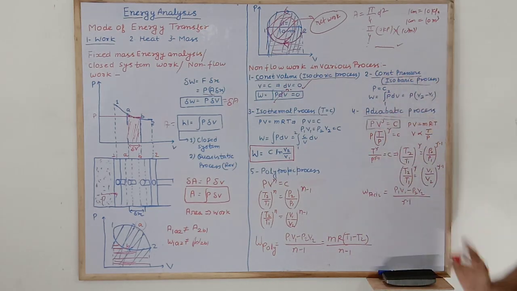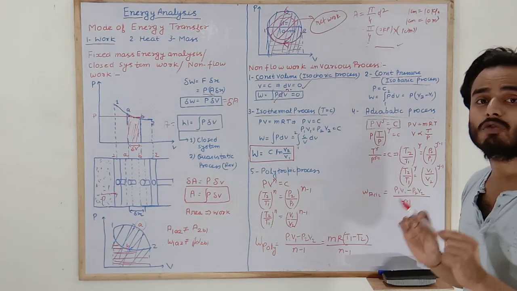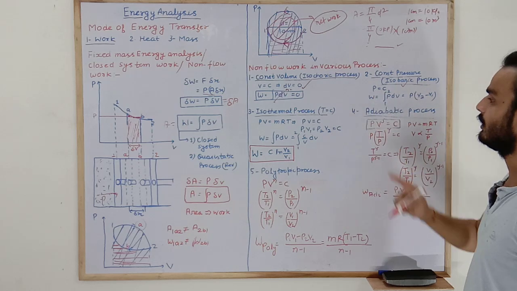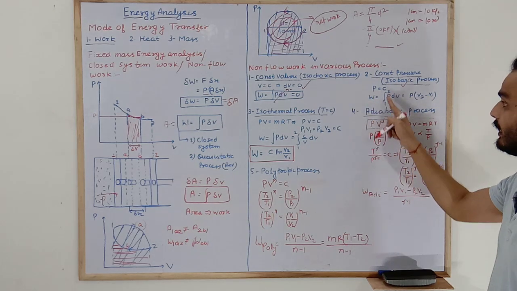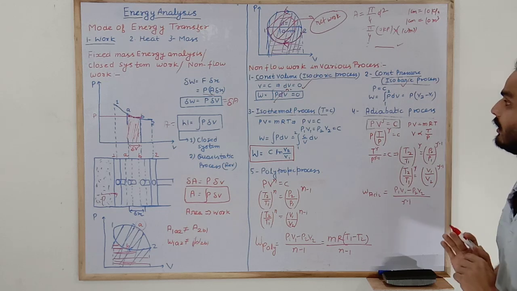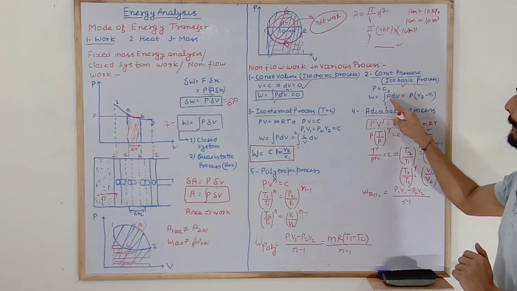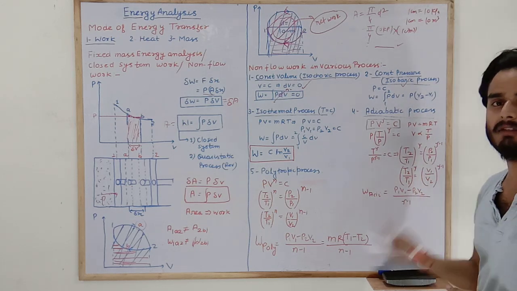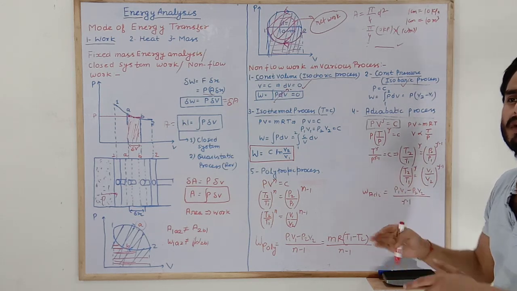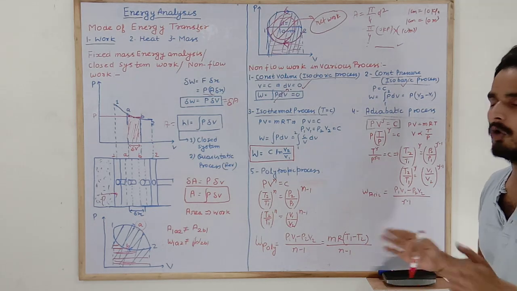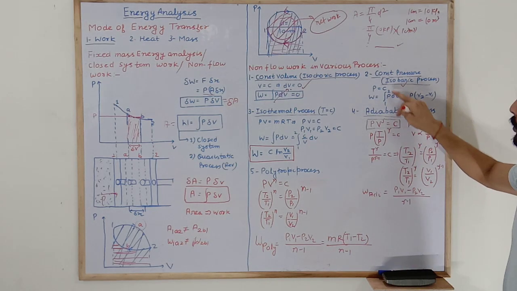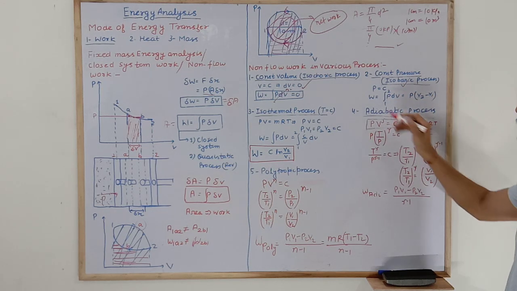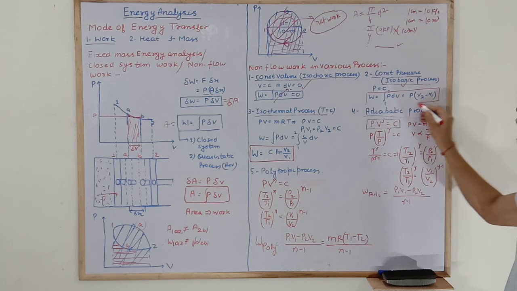Second is your constant pressure process, which means isobaric process. Pressure is constant. We know the formula of work is equal to integral P dV, and since pressure is constant, I am taking P outside, but volume is changing. It depends on whether the process is expansion or compression, no matter. But look here, 1 to 2, that means the state is changing, so we will write P times (V2 minus V1). So this is the formula for the constant pressure process.